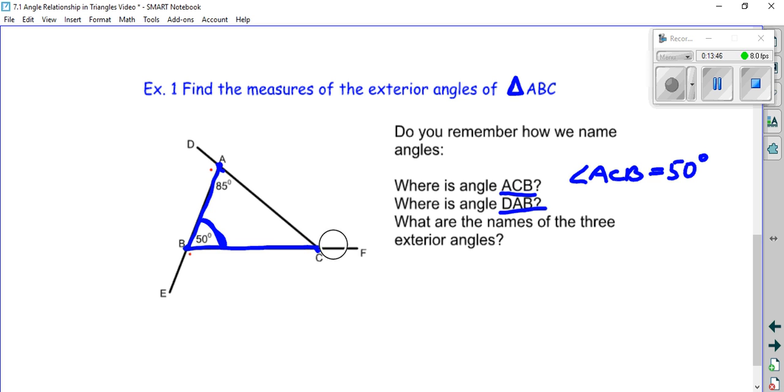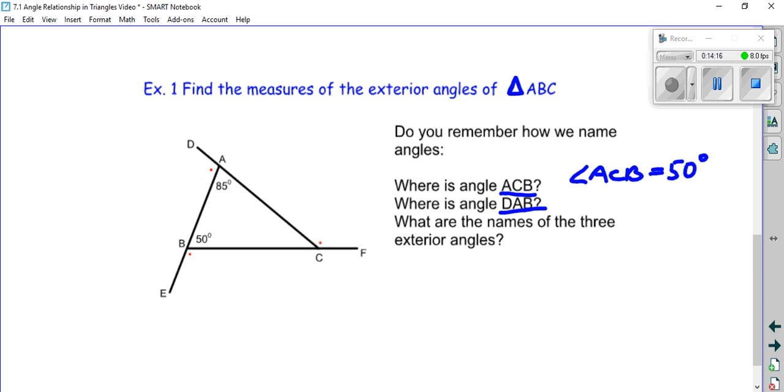If we look at the other angle, which is DAB, we're going to start at D, and go to A and then to B. And the angle created by the lines that we just connected is this exterior angle. And at this point, we don't have the value of that angle, but we will calculate it.